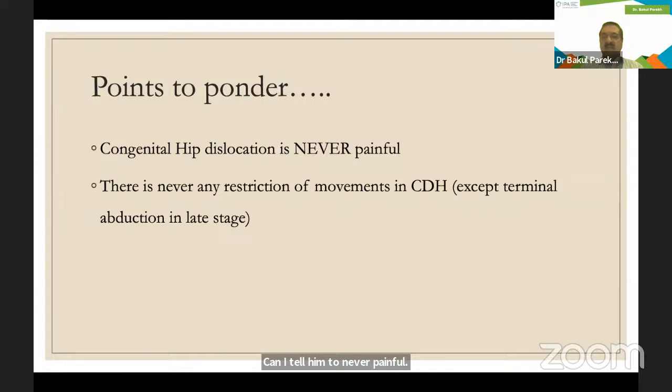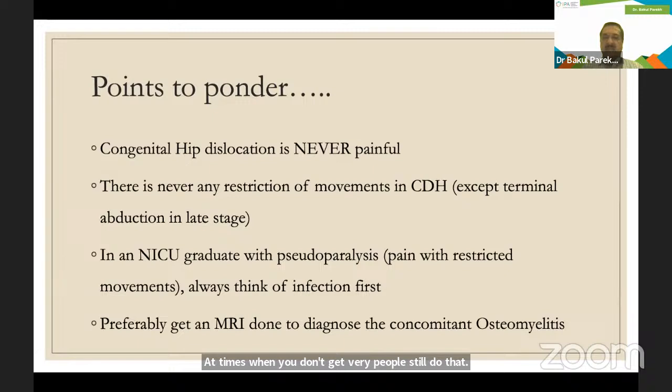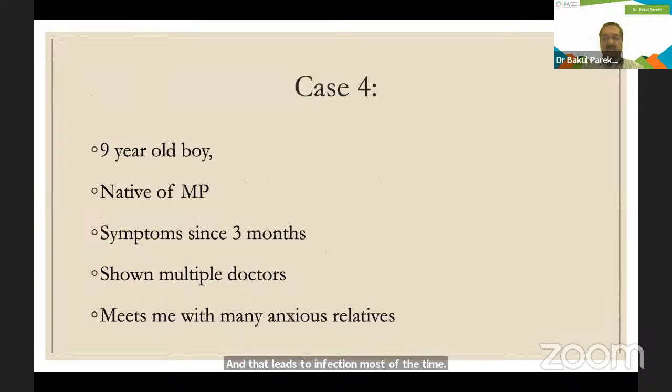There is never any restriction of movement in CDH, except for terminal restriction in late stage, where you get that click sound. But otherwise, there is no restriction of movement. So no pain, no restriction of movement. And in an NICU graduate with pseudoparalysis, where there is pain with restricted movement, always think of infection first, because many times in the past, of course, we used to collect blood by femoral puncture. At times when you don't get peripheral veins, people still do that, and that leads to infection most of the time. Prefer getting an MRI done to diagnose the concomitant osteomyelitis.